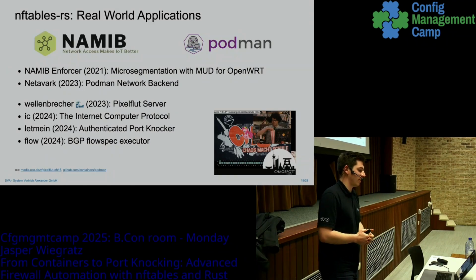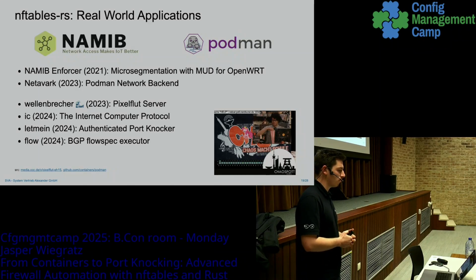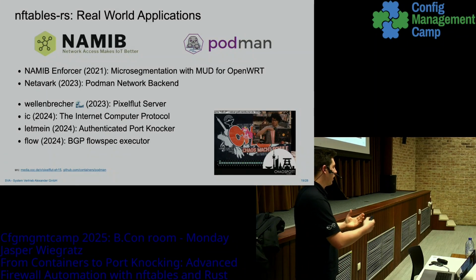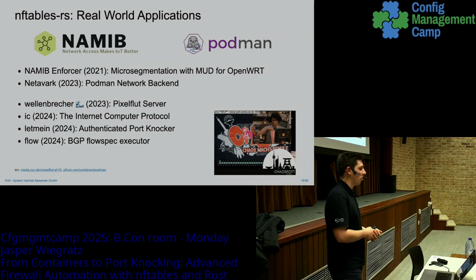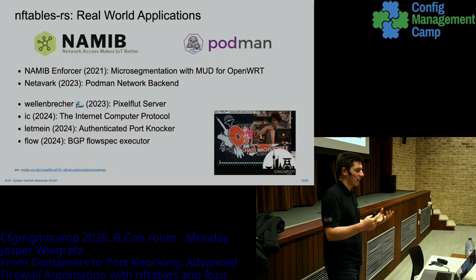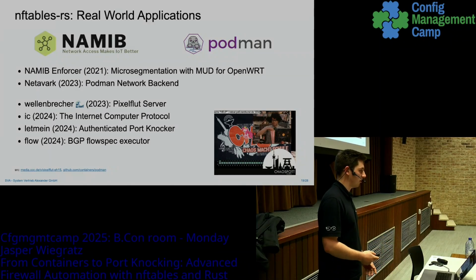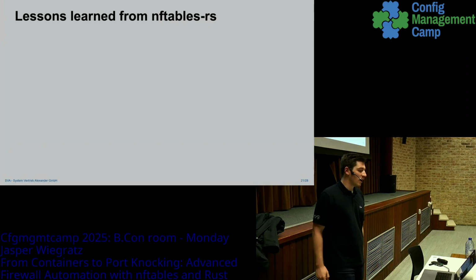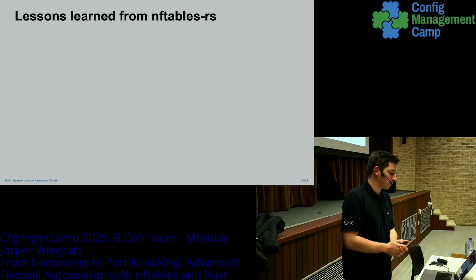Other people built a blockchain for Web 3.0. An authenticated port knocker that will open your firewall ports only if you send a specific sequence that is not just ports, but also with more data in it. Extremely interesting, and somebody implemented BGP flowspec. Okay, lessons learned from here.